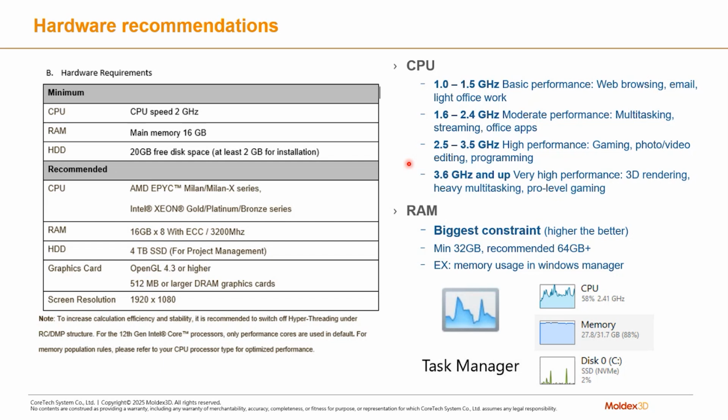However, the gigahertz isn't everything. For example, a newer CPU with 2.5 gigahertz can outperform an older one at 3.0. So the more cores allow better multitasking and parallel work. And keep in mind that also thermal and power limits can throttle your performance, especially on laptops.